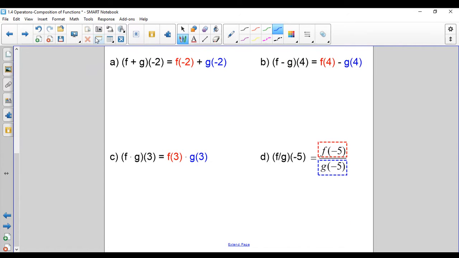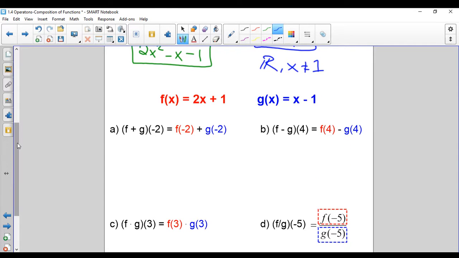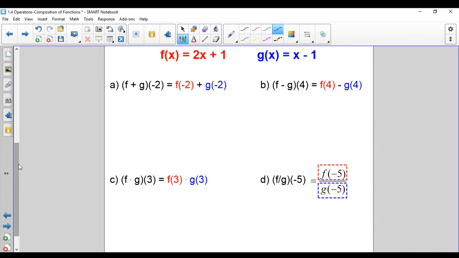Let's move down. Let's look at the exact same functions, but let's do some operations with them with numbers versus just variables. So I want to find, again, f plus g of negative 2. All that means is take f of negative 2 and add it to g of negative 2. Well, f of negative 2 means we just plug in negative 2 for x and see what we get. We get negative 3.